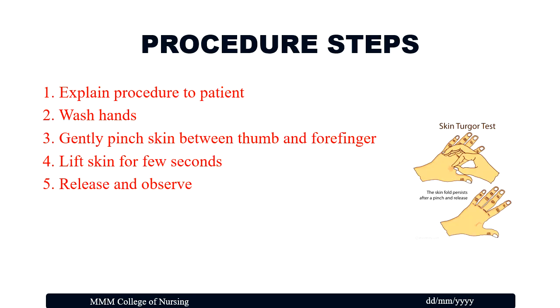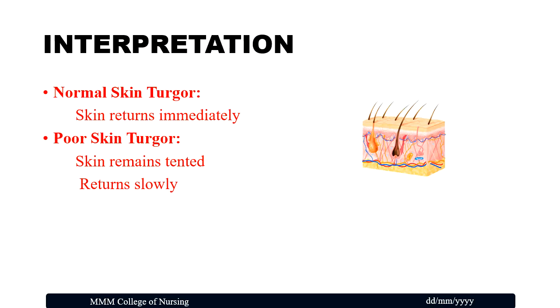So we'll see what the procedural steps are. Explain the procedure to the patient. Wash your hands. Gently pinch, as shown here, between the thumb and the forefinger. Lift the skin for a few seconds, release, and observe whether the skin fold persists after the pinch and release.